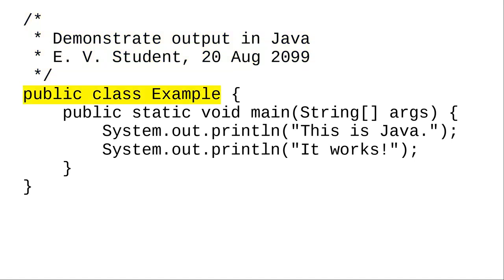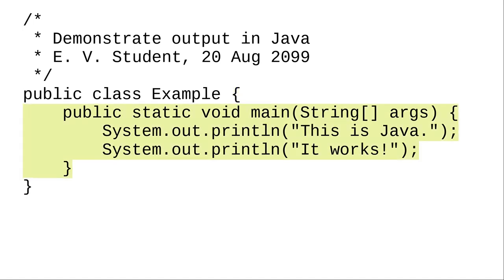All Java programs must have at least one class. By convention, class names begin with a capital letter. The word public tells who can access this class, and you'll learn more about that later in the course. Java uses braces to indicate a block of code, sections of code that belong together. Every opening brace must have a closing brace.